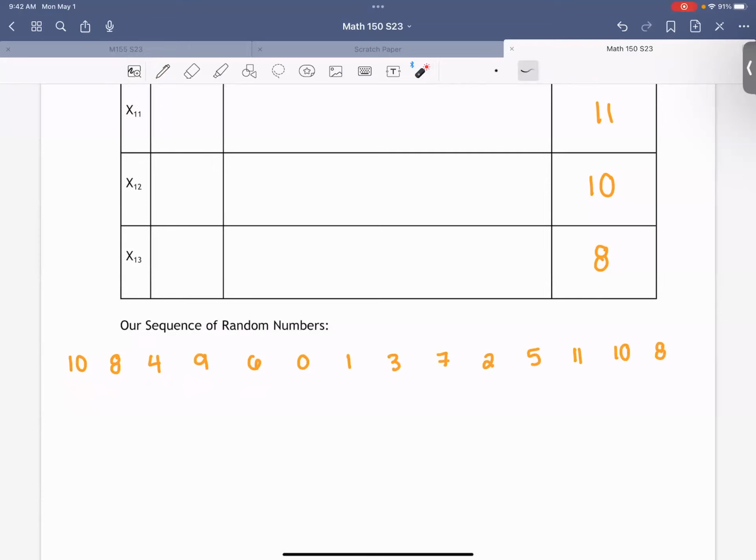It's about to repeat. So I like what Cassidy said. Look at what happens when we hit 10. The next number is 8. What do you think is going to be the next number in the sequence? 4, 9, 6, 0, 1, 3, 7, 2, 5, 11.